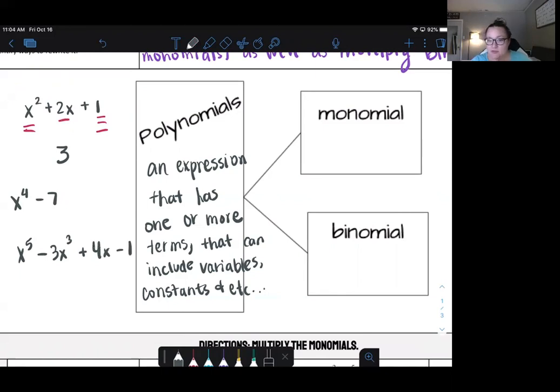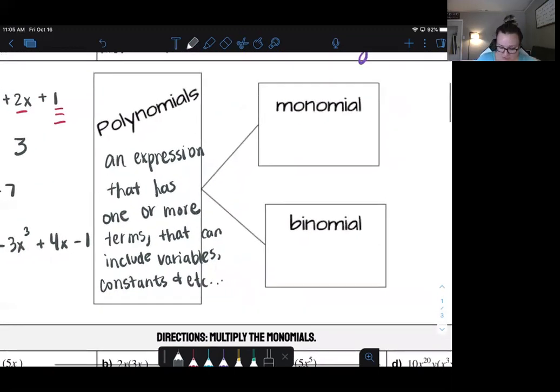So polynomials can look all kinds of ways. They're just expressions that have at least one term. They could have more than one term, and they can have as many terms as you want, essentially. A monomial is a polynomial with only one term.